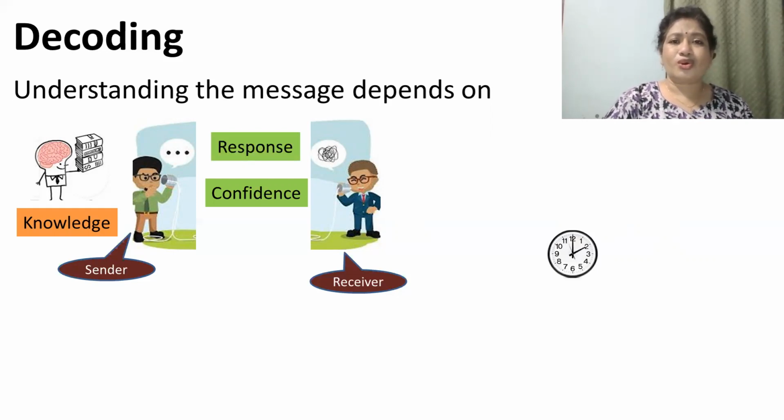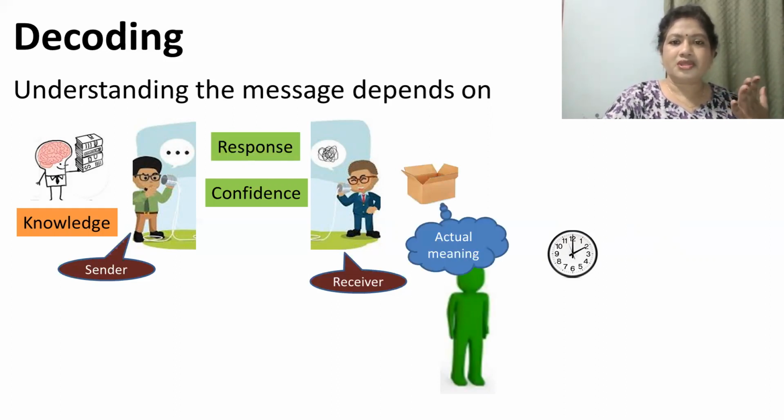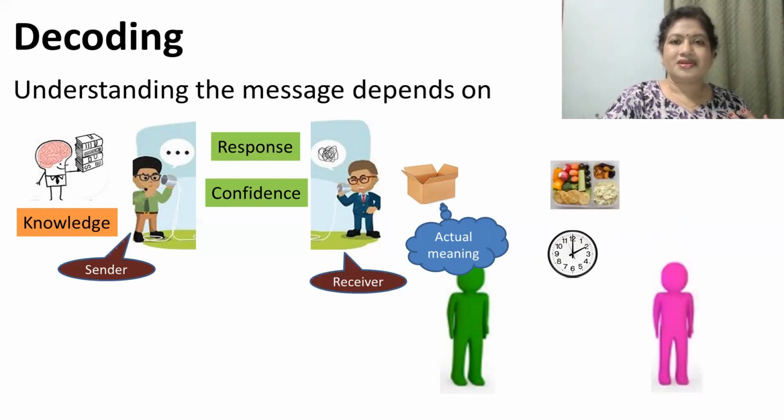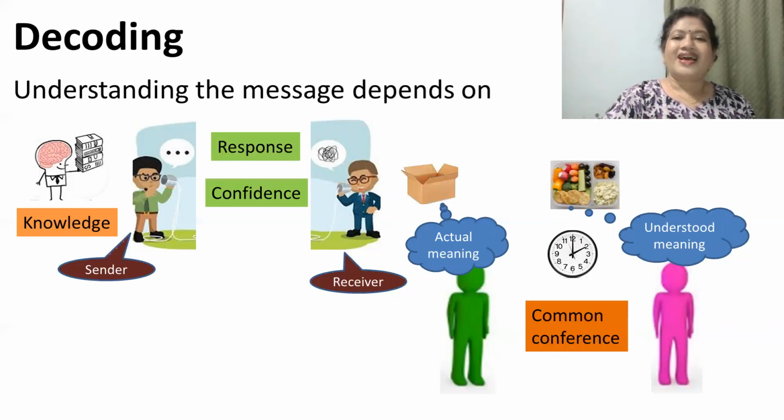Say, for example, it is 2 o'clock here, and you are the sender and you say box. The other person, this is the actual meaning. The other person, when he heard the word box, this is what he understood: lunch box. Understood meaning. So the actual meaning was box, but because it was a 2 o'clock situation, he understood it as lunch box. This is called common in confidence.